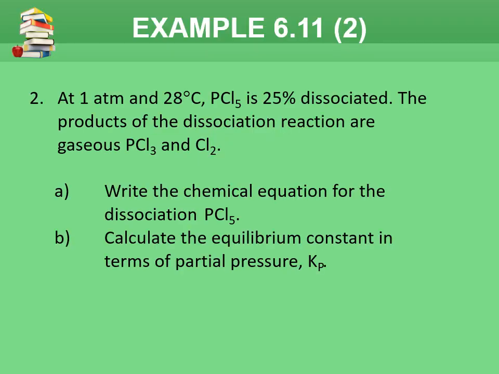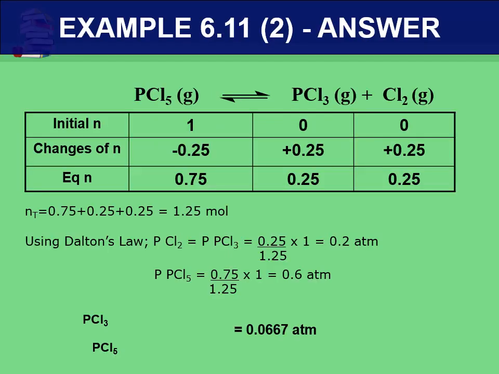Question 2. At 180 mmHg and 28 degrees Celsius, PCl5 is 25% dissociated, or it has the alpha 0.25. The products of the dissociation reactions are gases PCl3 and Cl2. Write the chemical equation for the dissociation and calculate the Kp. How to answer this question? First, as usual, we write the balance equation on top to start the ICE table.